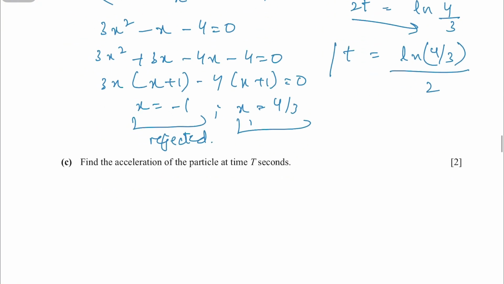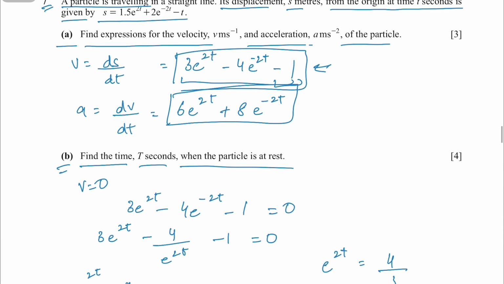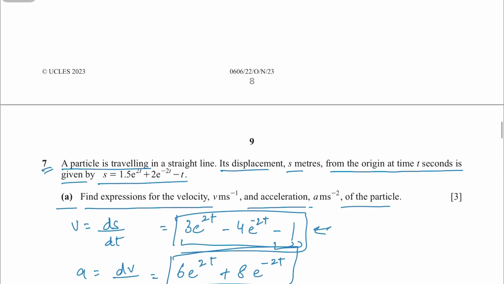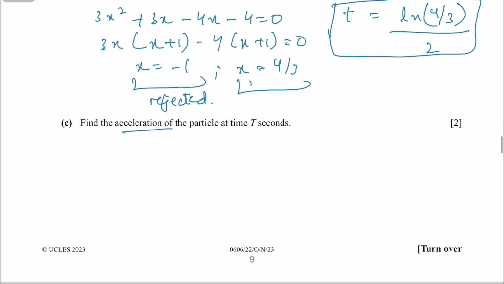Now we need to calculate the acceleration at time t seconds. Acceleration is required. Let's just move a little bit back. So this was our acceleration. Let's just write it below. So this was 6e^(2t) plus 8e^(-2t).